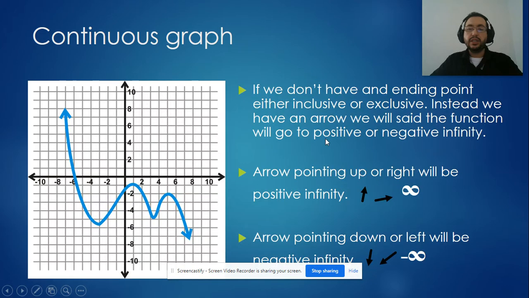Now, when we have this type of graphs where at the end we have an arrow, that means we're going to go even to positive infinity or negative infinity. It depends where the arrow is pointing. If the arrow is pointing up or right, we're going to go to positive infinity. If the arrow is pointing down or left, we're going to negative infinity. Let's see some examples and then you will see.